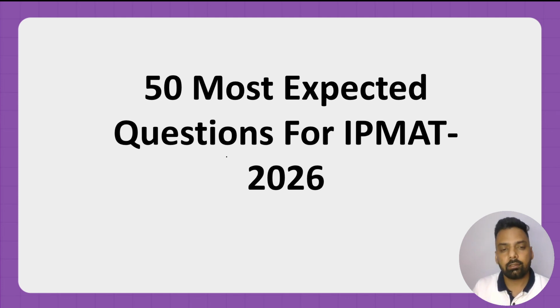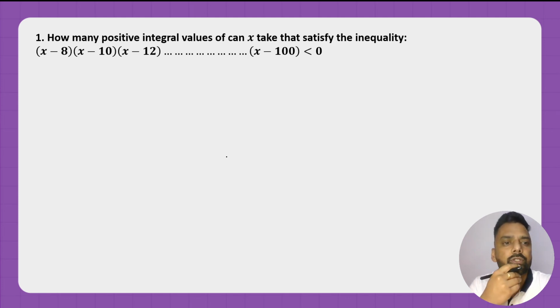So, let's start. What is the first problem here? Question is how many positive integral values can x take that satisfy the inequality (x minus 8)(x minus 10)(x minus 12) up to (x minus 100), and I want the value to be less than 0. Right. So for what values of x, left hand side will be negative. Less than 0 is basically negative. So first of all, let's see how many terms I do have here.